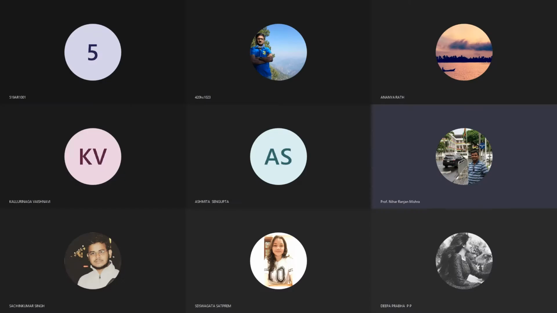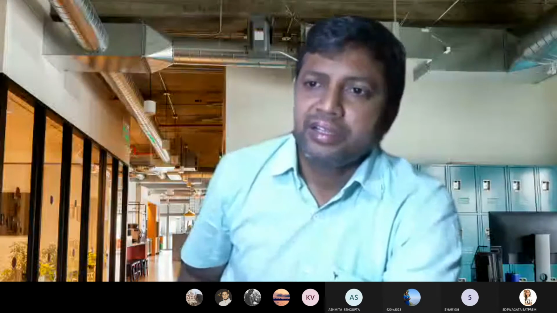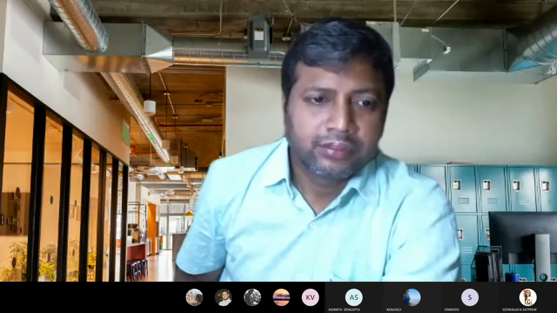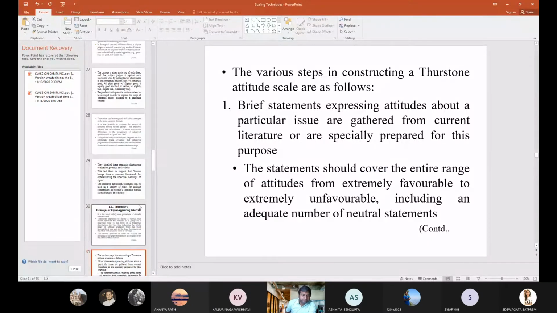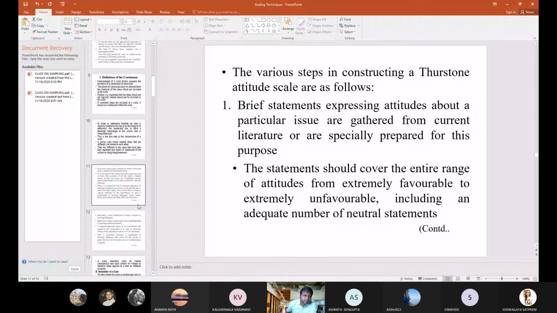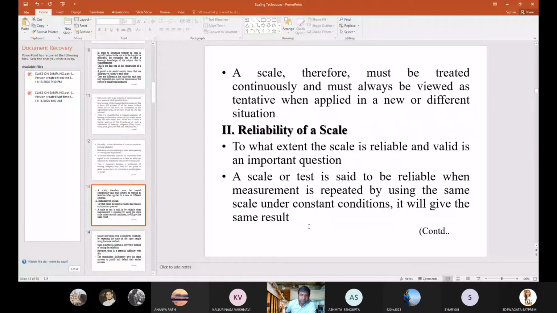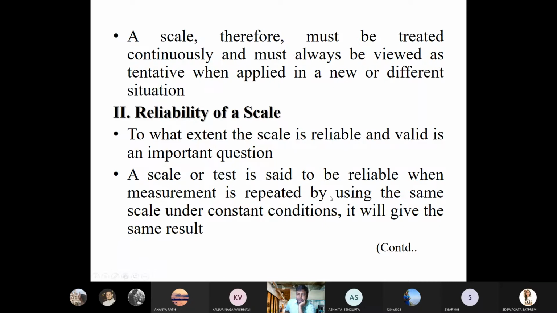The other aspect of the scaling, I'll brief today, and then we'll go to other things. So, we stopped here last time. Is it visible? Okay. Yes, sir. I had just stopped here yesterday.